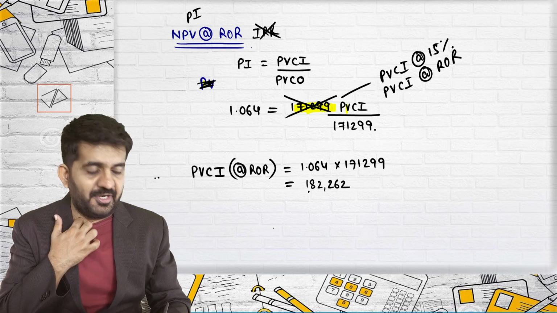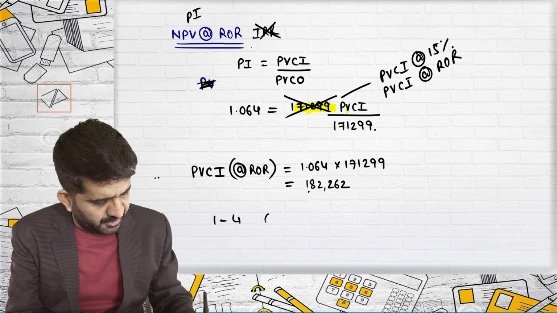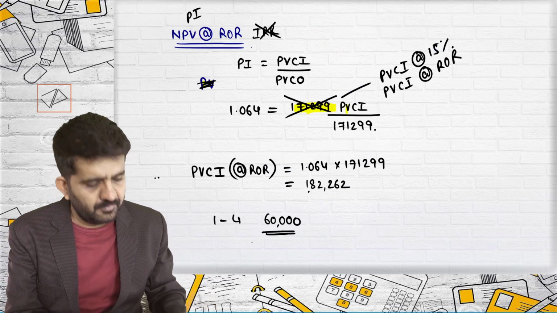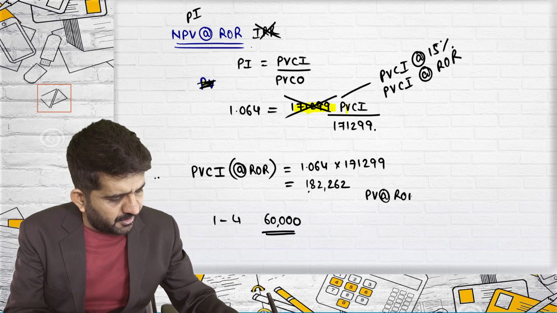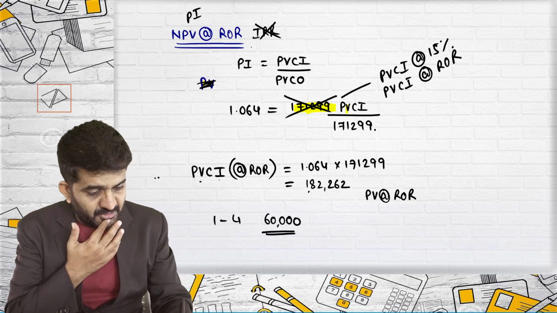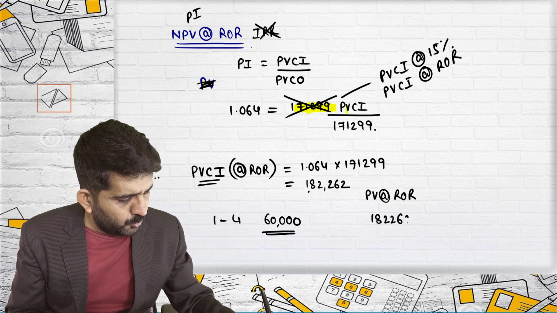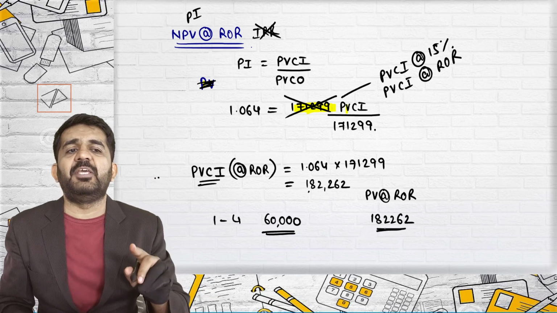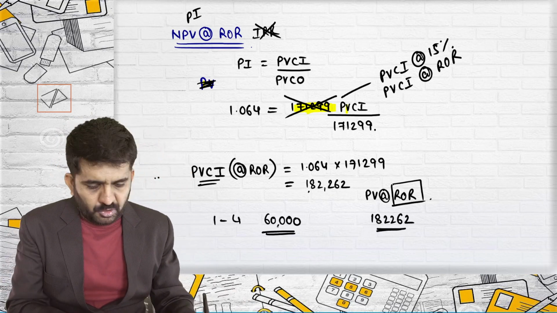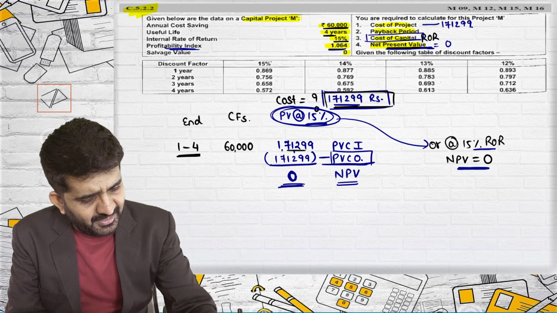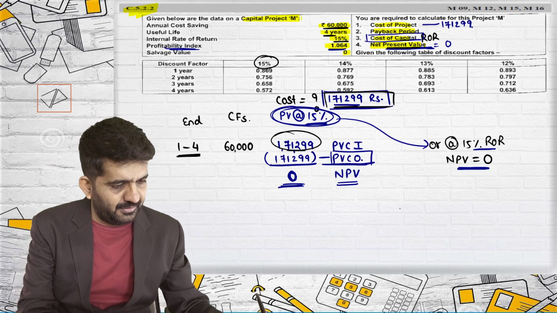Now what is required rate of return? What is your cash inflow? From 1 to 4 years, it is 60,000, right? And we also know present value of cash inflow at the rate of required rate of return is 182,262. Now I will be using trial and error method to find out what is my required rate of return. So discount this 60,000 by 15%. We have already discounted. It is 171,299.